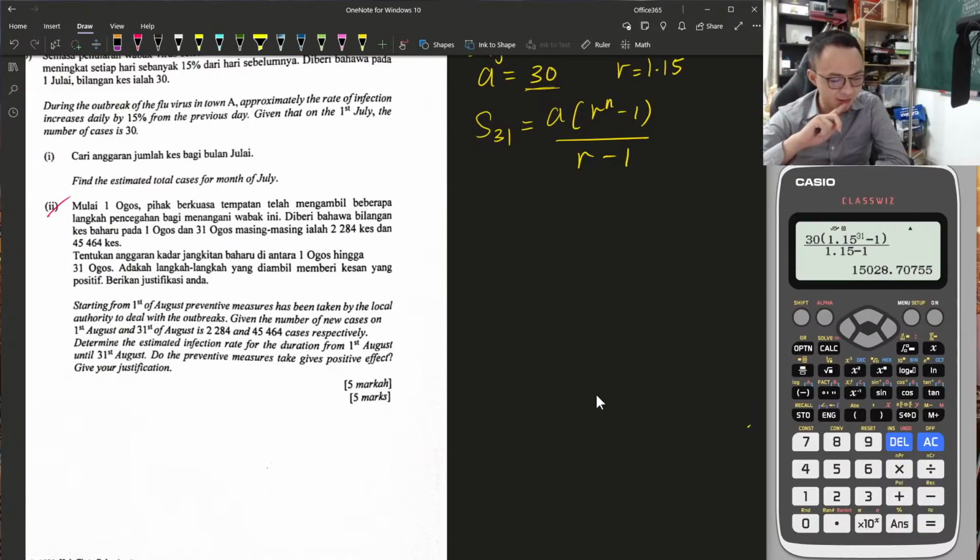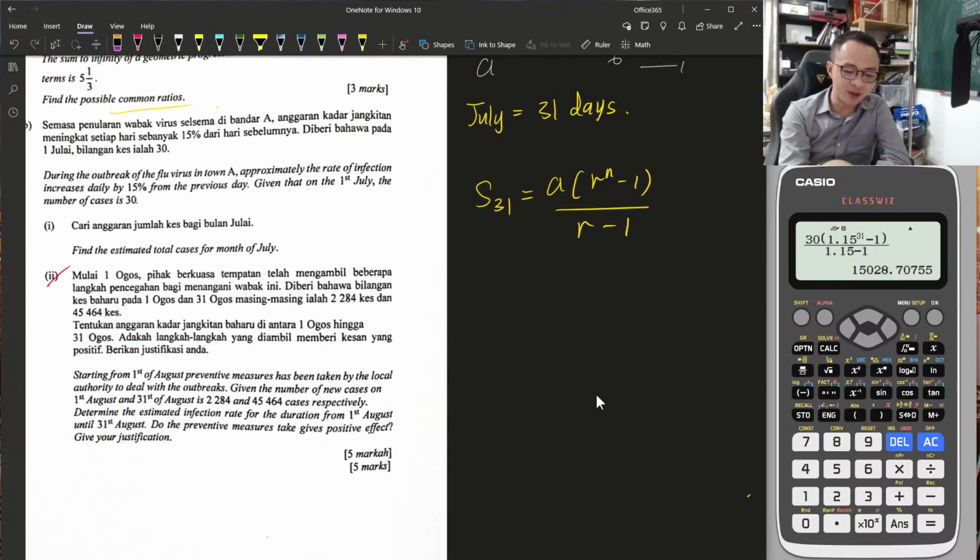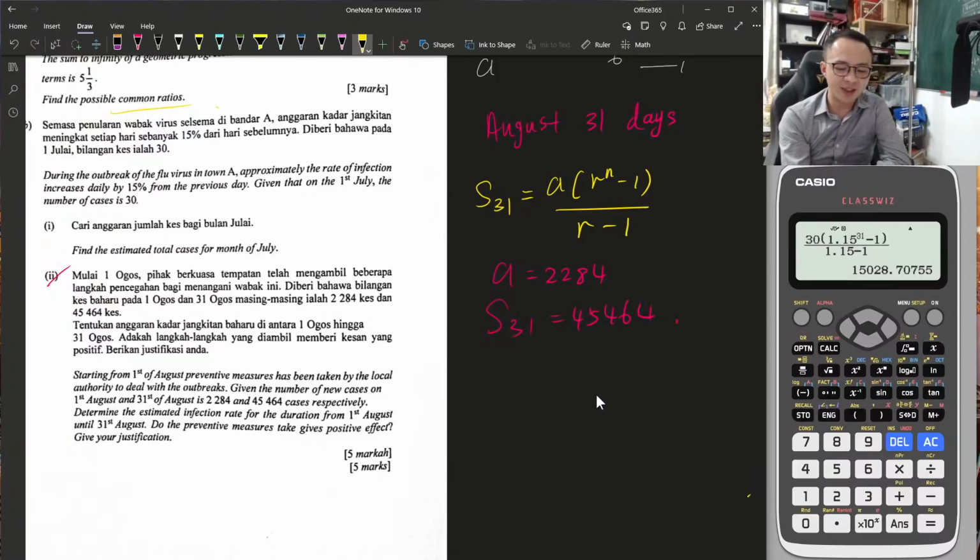The first day is still the S21. I mean, because August also has 31 days. So over here, my first day is 2284, and my sum of 31, which is the last day, is 45464. So what I want to do here is just plug in to here to check my R.